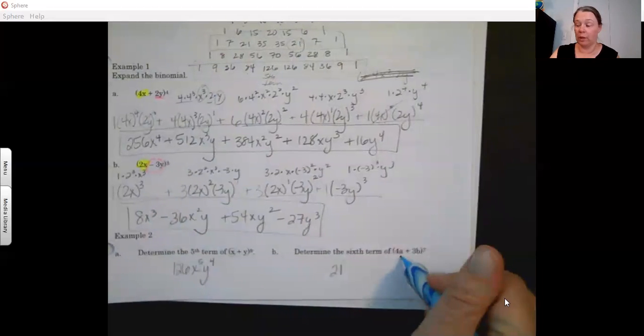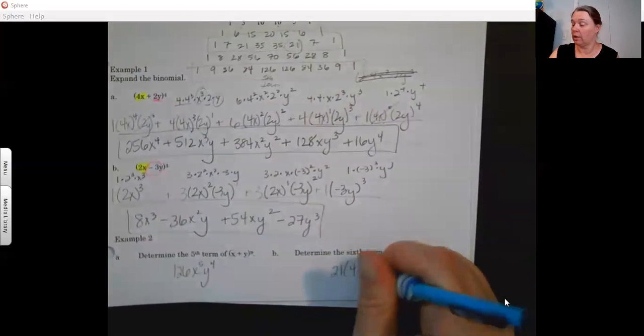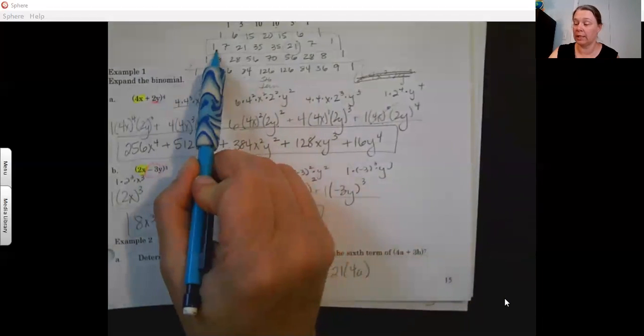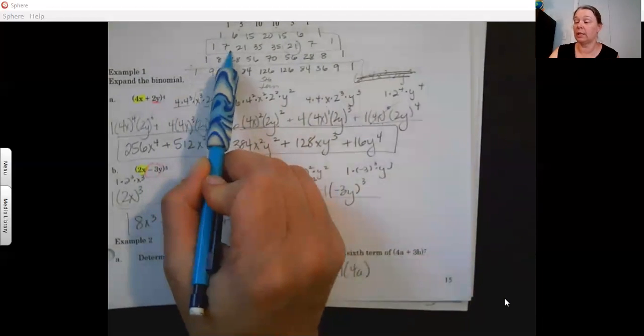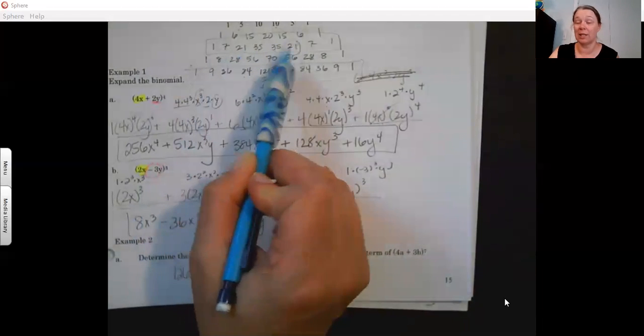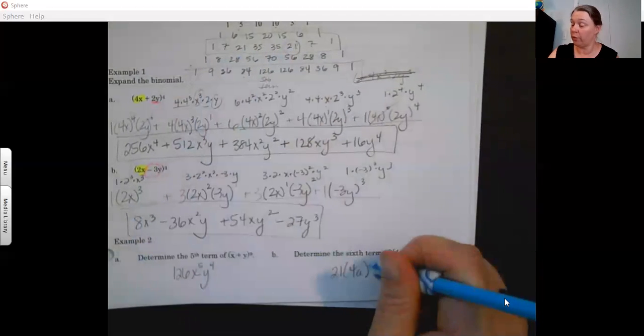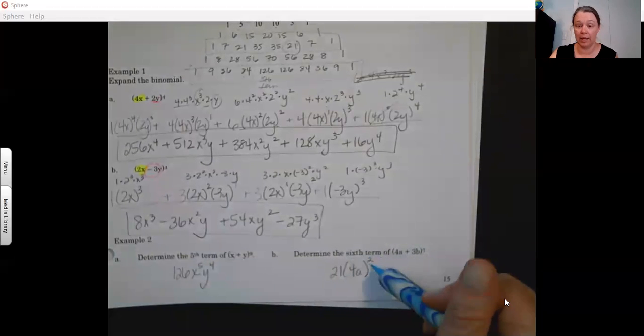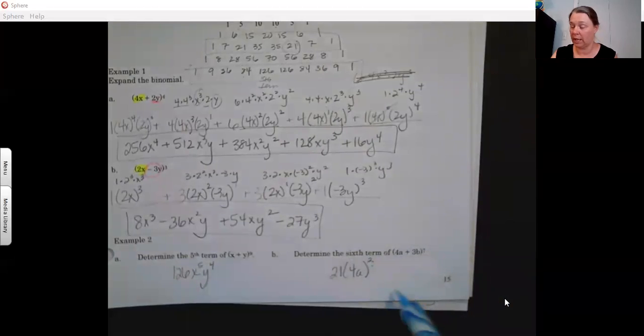Now, this is going to be 4a to what power? If I think about it, this would start 4a to the 7th, 4a to the 6th, to the 5th, to the 4th, to the 3rd, to the 2nd. So this would be 4a to the 2nd. This is what I'm talking about. Just because it's a 6th term does not mean that's a 6. It happened here. It does not always happen.